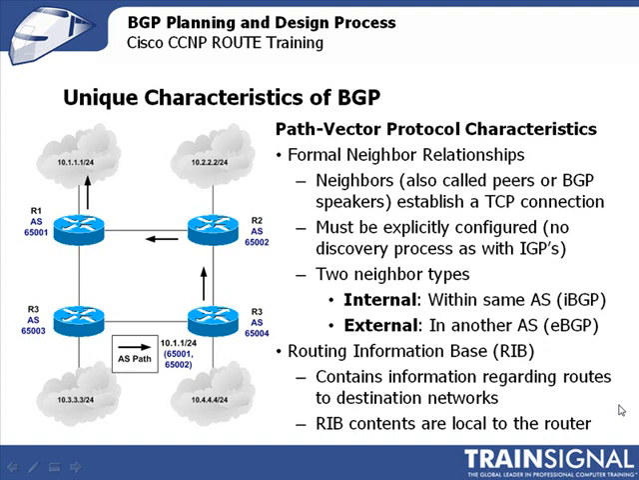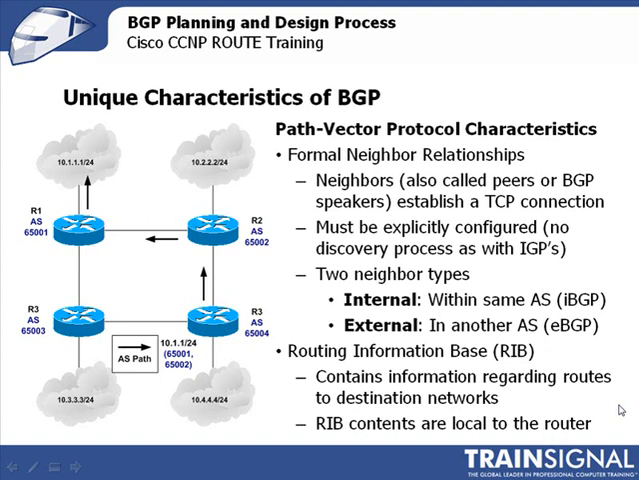Now, they have to be explicitly configured. There is no multicast or unicast or broadcast discovery process that happens on interfaces. They have to be explicitly configured one at a time. So if there are 4 BGP peers, 4 separate neighbor statements have to be created and configured.